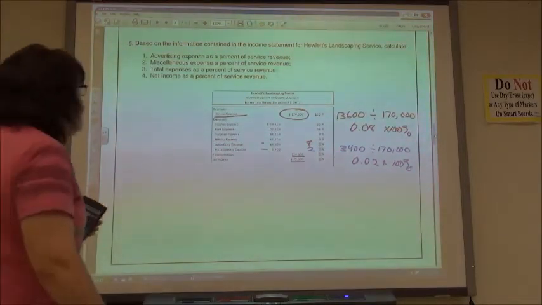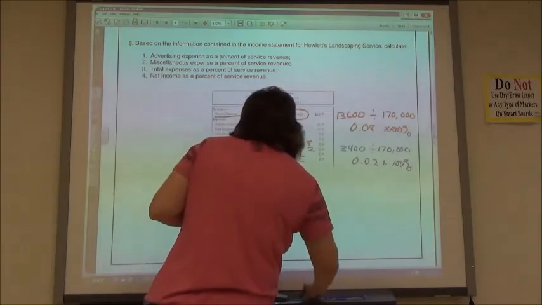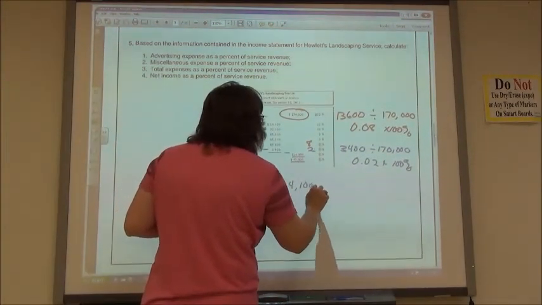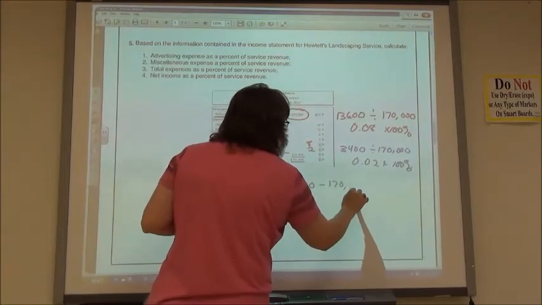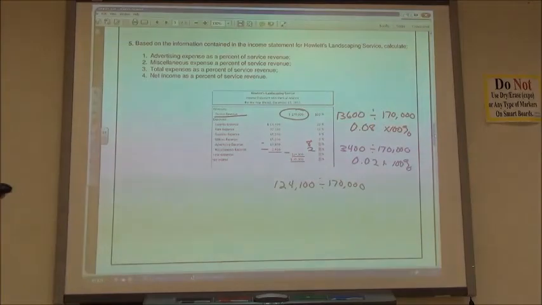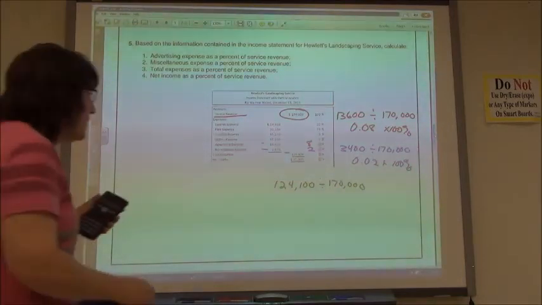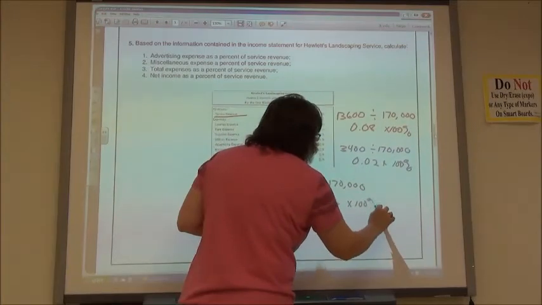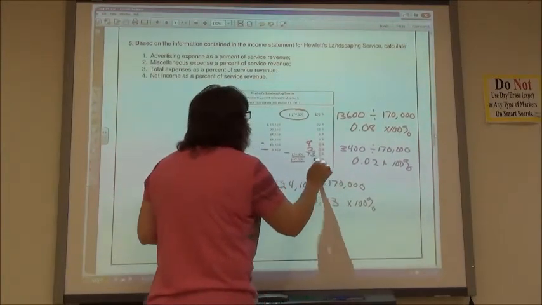And then I'm going to do the total expense. So my total expense, 124,100 divided by my 170,000. So 124,100 divided by 170,000 gives me 0.73. Again, we've got to change it to a percent, so 73%.